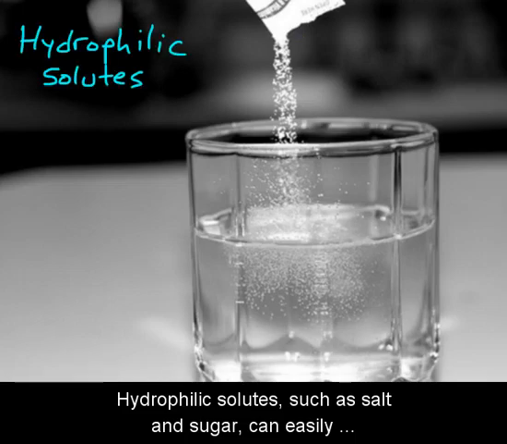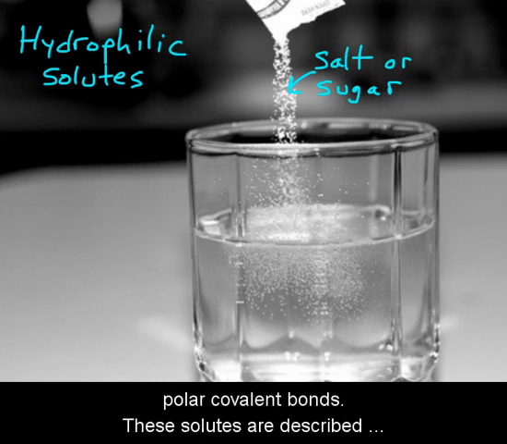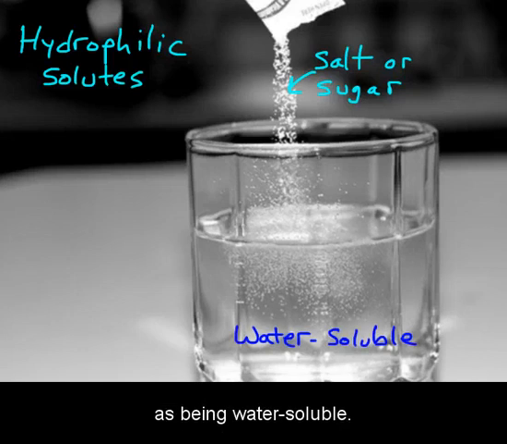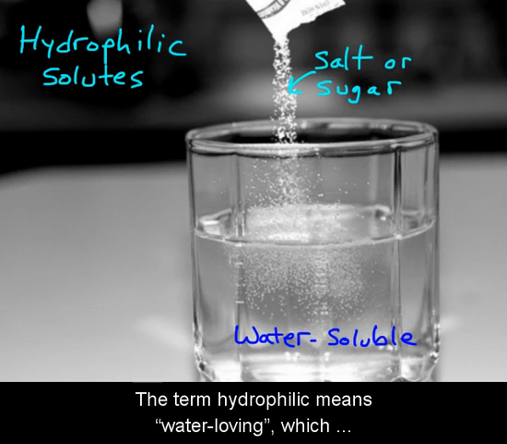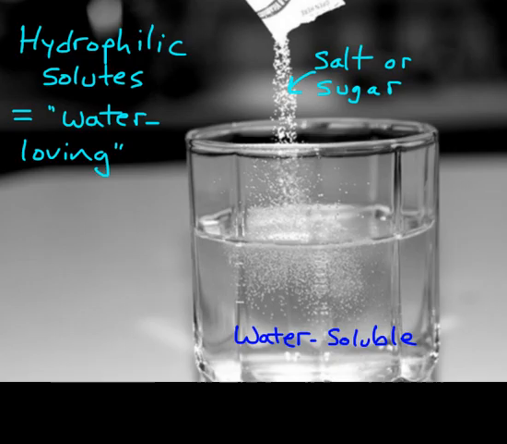Hydrophilic solutes, such as salt and sugar, can easily dissolve in water because they carry a charge or contain polar covalent bonds. These solutes are described as being water-soluble. The term hydrophilic means water-loving, which describes the chemical attraction these solutes have with water.